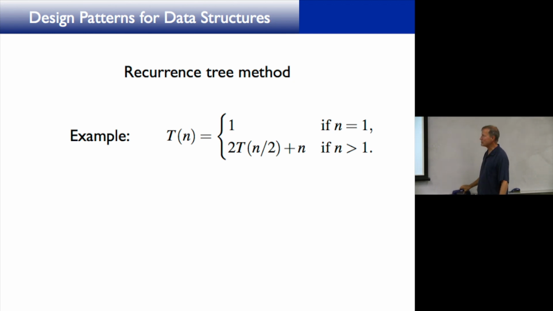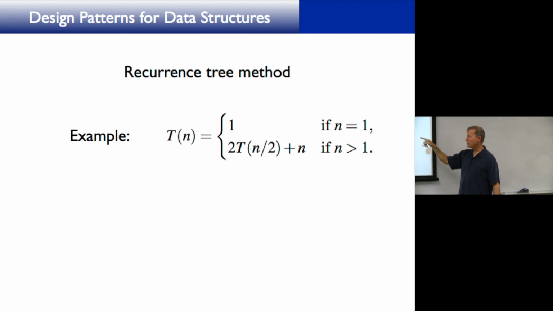This is called the recurrence tree method. Let's suppose we have an example where T of n is 1 if n equals 1, and 2T of n over 2, plus n this time. So can you see where this would come from?